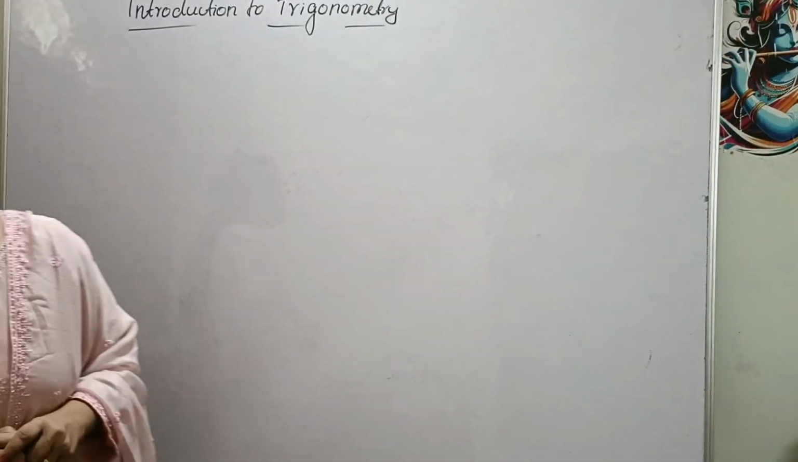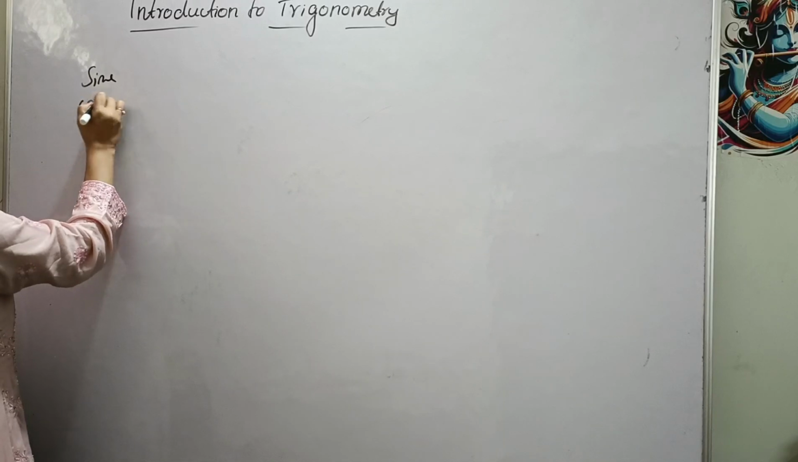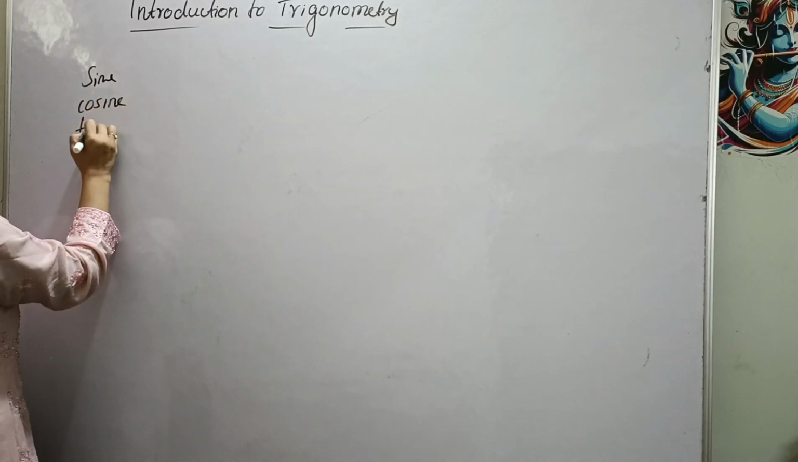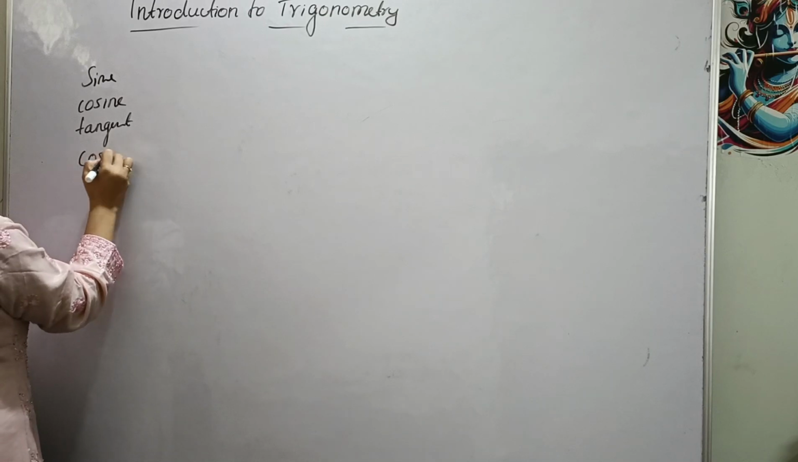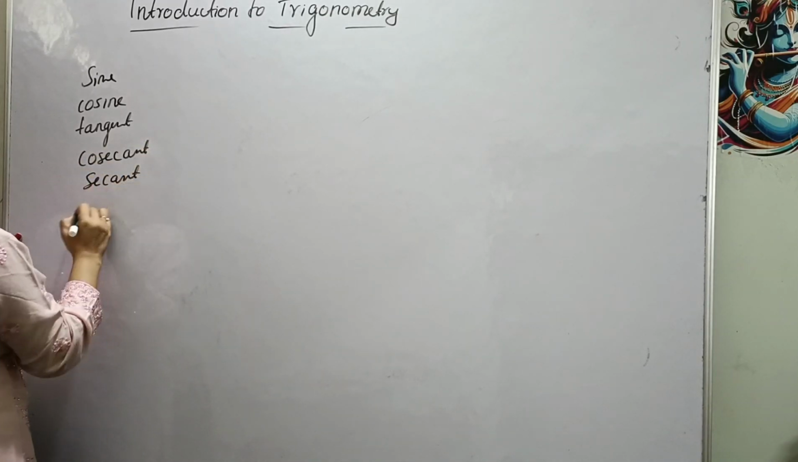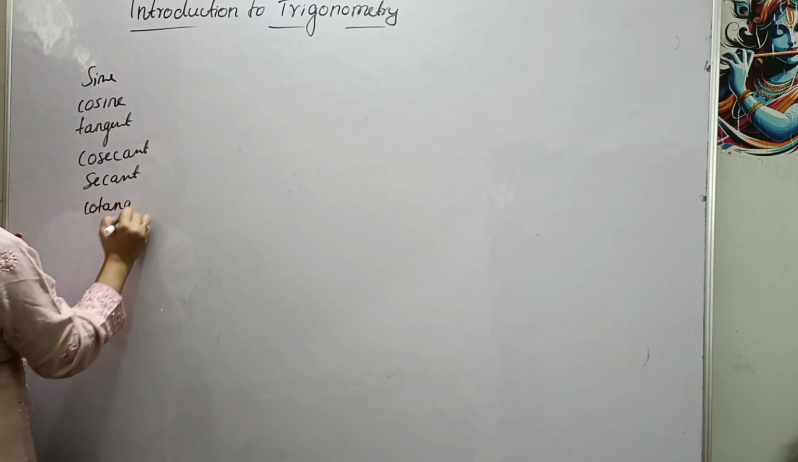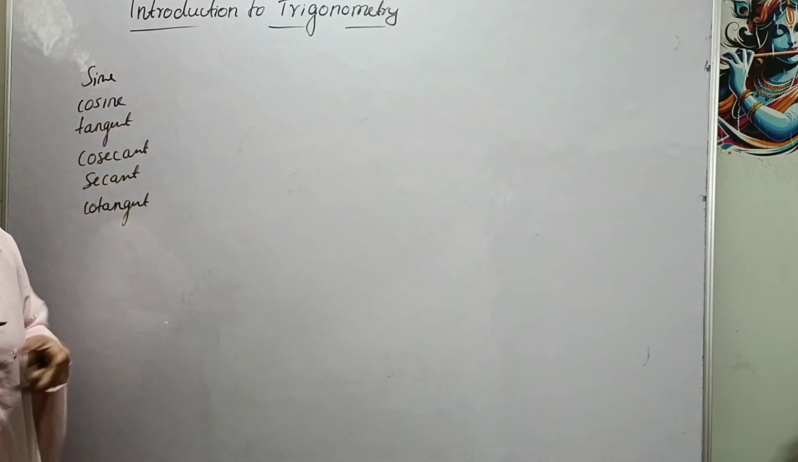There are 6 trigonometric ratios: sine, cosine, tangent, cosecant, secant, cotangent. Now let's see how to write these trigonometric ratios.